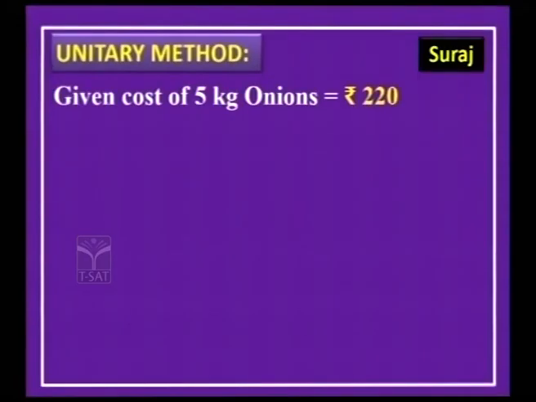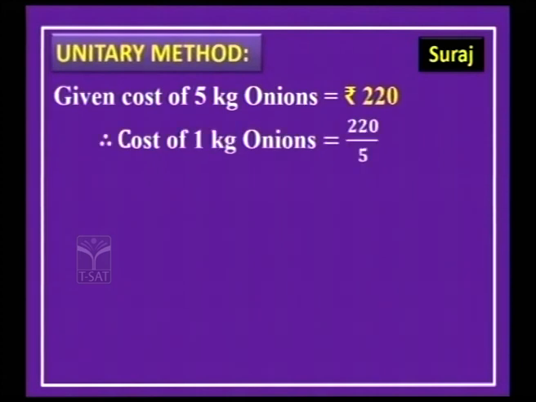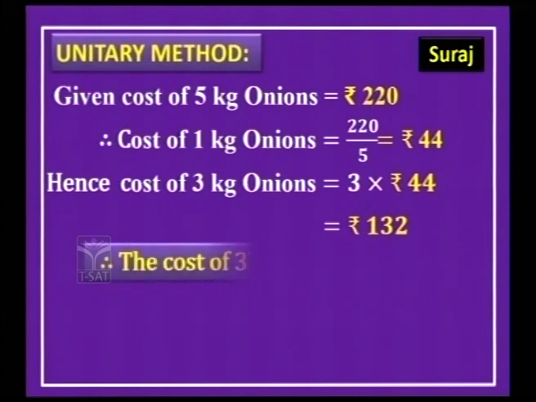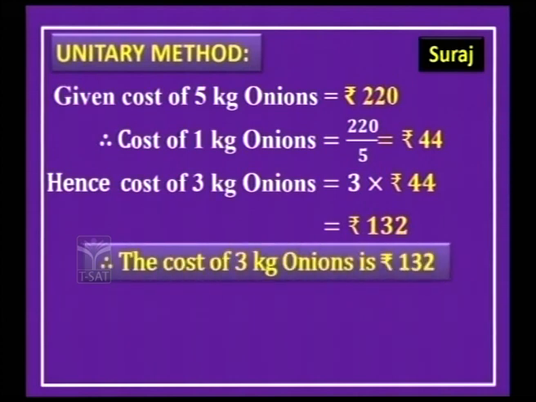So let us consider the case of Suraj now. Given the cost of 5 kg of onions is 220 rupees. Yes, 220 rupees divided by 5. On dividing this, we get 44 rupees. Now what is the cost of 3 kg onions, children? 3 into 44, which gives 132 rupees. Therefore the cost of 3 kg of onions is 132 rupees.